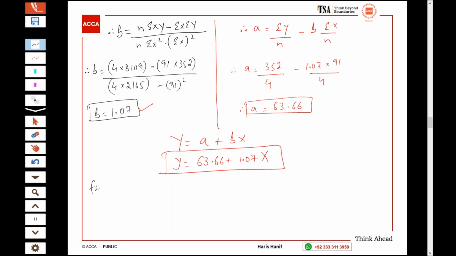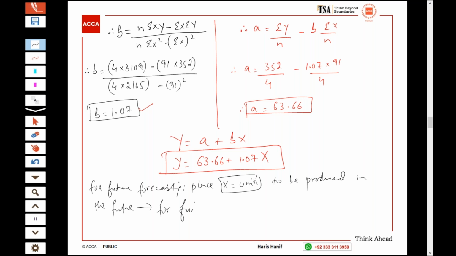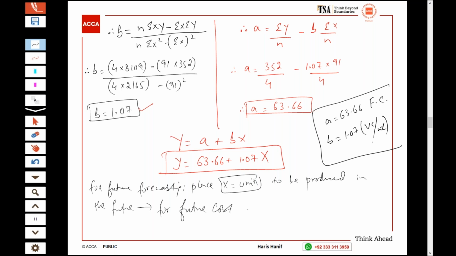Now for future forecasting, place x equal to the units to be produced in the future, for future cost. Okay, and a is 63.66, the fixed cost, and b is 1.07, that is the variable cost per unit, and x is my total units, and y is my total cost.